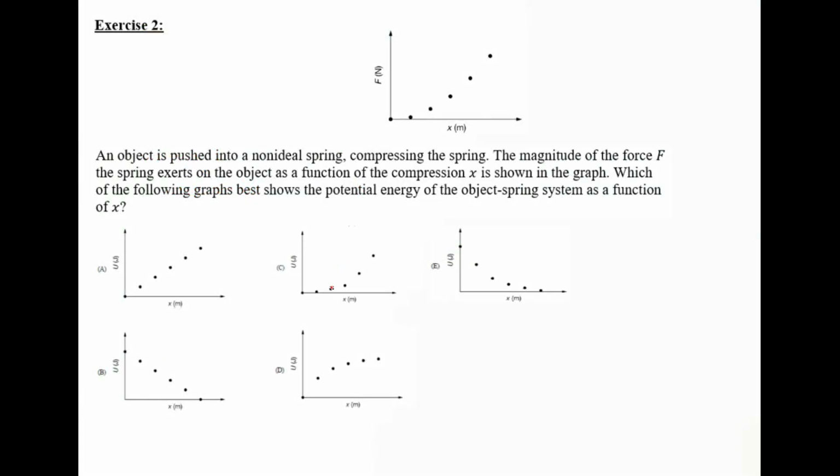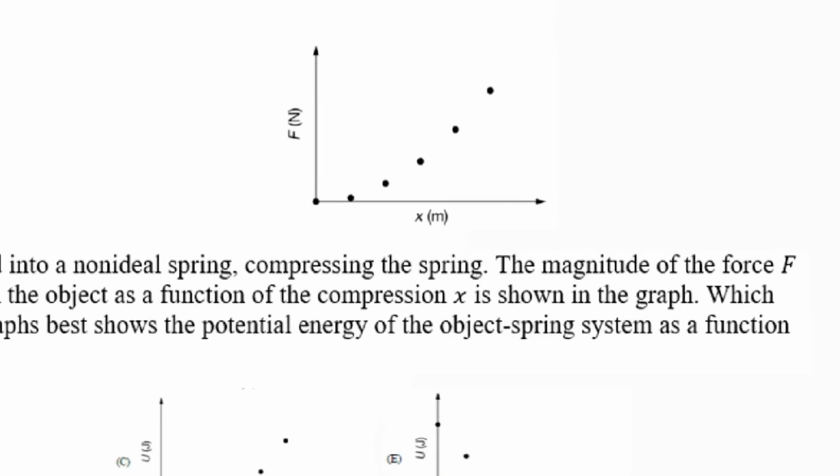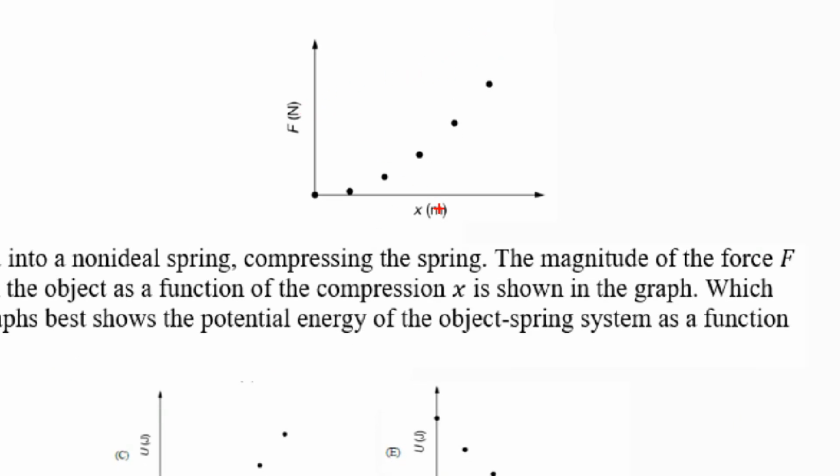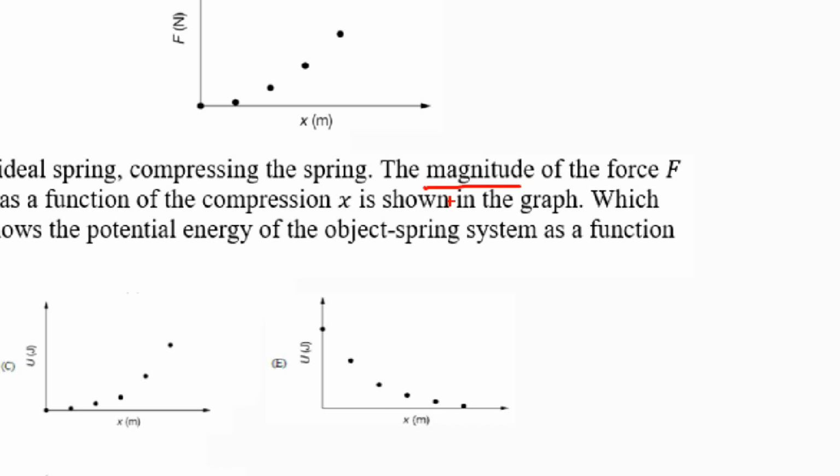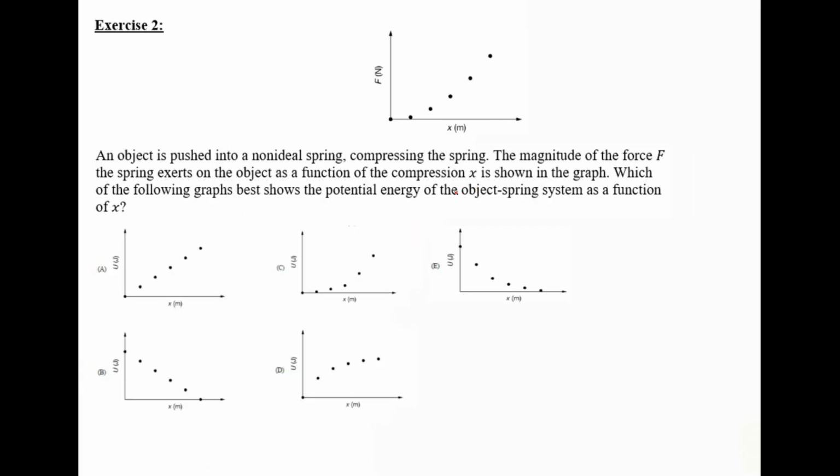Now exercise 2. An object is pushed into a non-ideal spring, compressing the spring. The magnitude of the force F the spring exerts on the object as a function of the compression x is shown in the graph. Here in the graph we have F versus x. So as we compress the spring, we are plotting the magnitude F. So pay attention that this is the magnitude. This is very important.